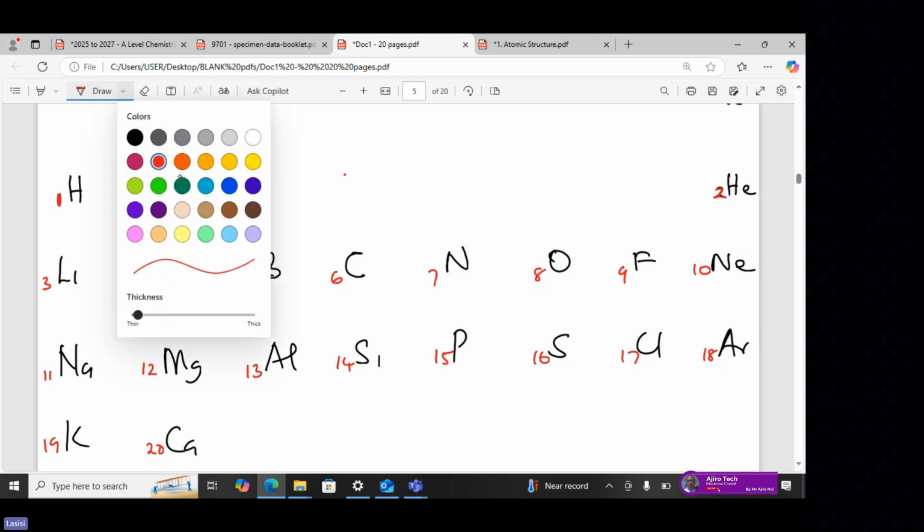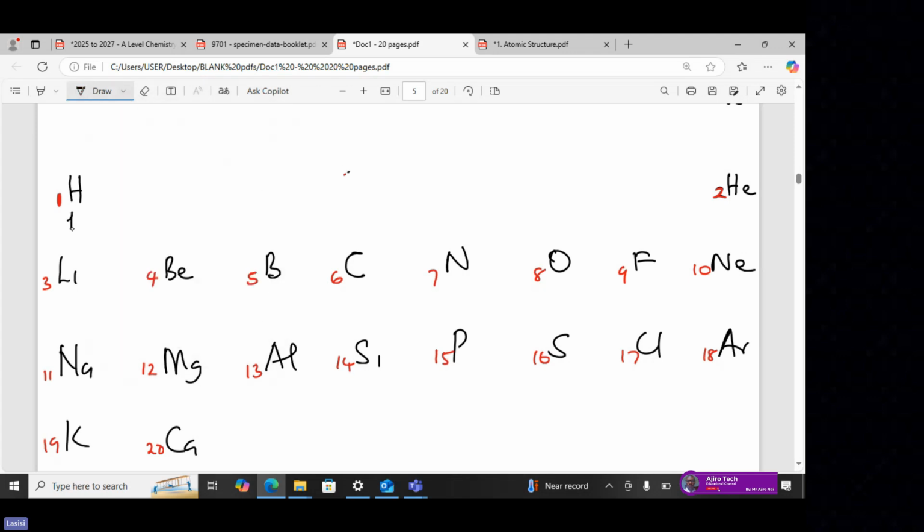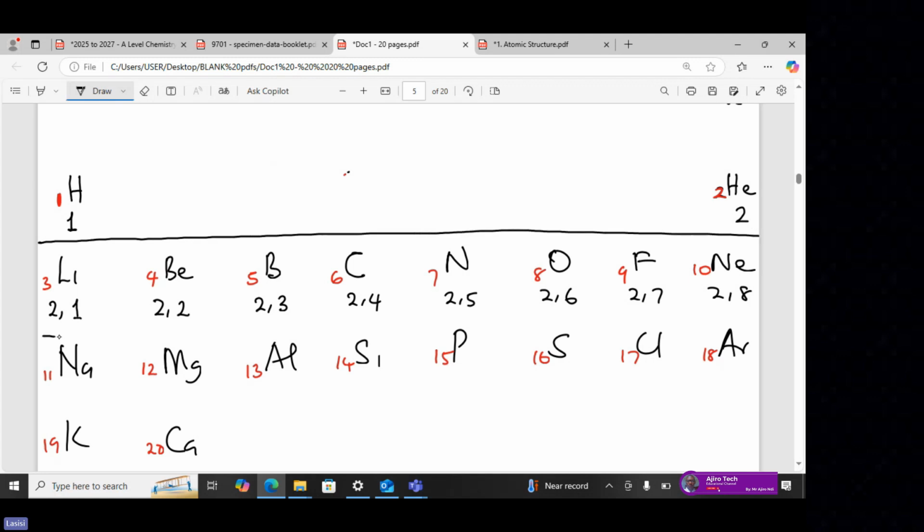So now, how are electrons in hydrogen distributed? Hydrogen is just 1, meaning 1 shell, 1 electron. Helium: 1 shell, 2 electrons. Lithium is now 2,1: 2 shells, 2 electrons in the inner shell, 1 in the outer shell. This will now be 2,2, 2,3, 2,4, 2,5, 2,6, 2,7, 2,8. So period 2 elements all have 2 electron shells in their atom.